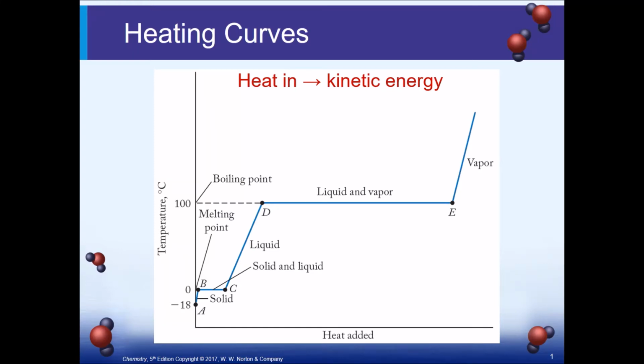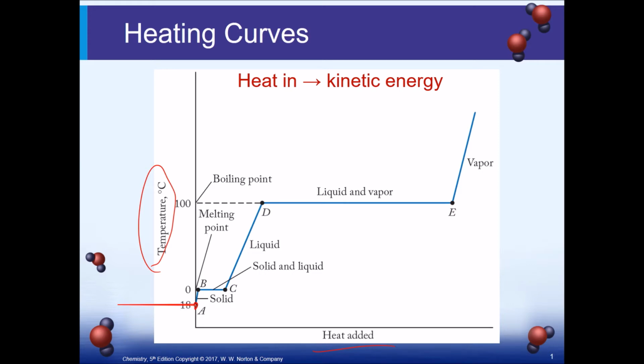Let's take a look at what happens to a material when we transfer energy either to it or away from it. To do this, we're going to look at what we call a heating curve. In a heating curve, we're going to track the temperature of a material as we add heat to the material. So let's start with a temperature of negative 18 degrees Celsius, and we're going to look at water.